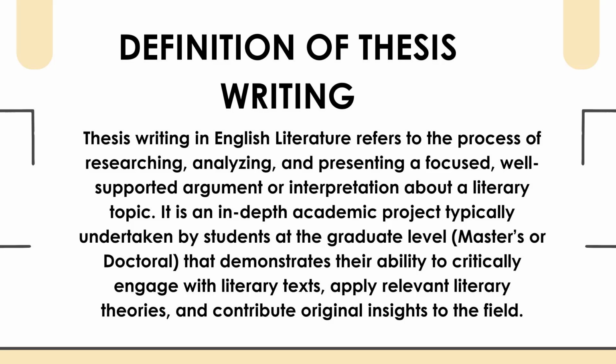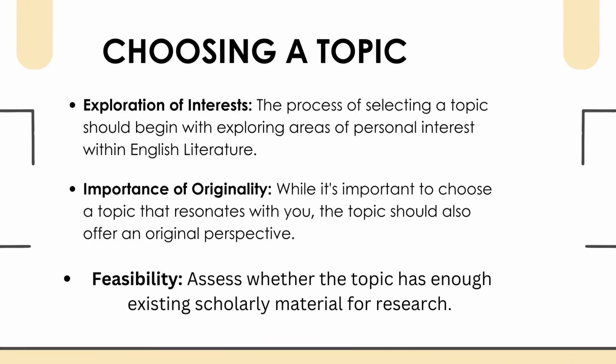A thesis in English literature typically includes a clear thesis statement, extensive literature review, textual analysis, and critical arguments, all organized into coherent chapters that collectively support the central claim or research question. The ultimate goal is to contribute to academic discourse by offering a unique perspective or new findings in the study of literature. Here's a more detailed step by step breakdown of each part of the thesis writing process with additional insights to help you navigate the complexities of writing a thesis in English literature.